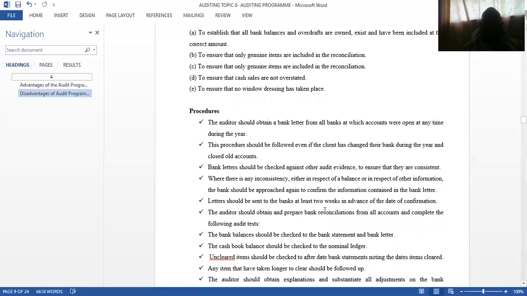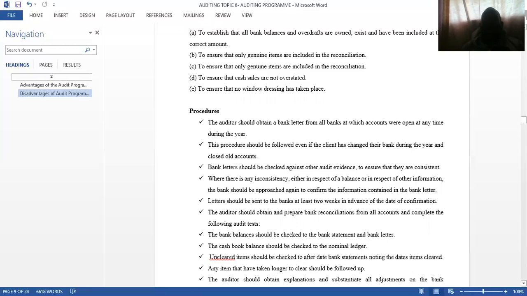Data should be sent to the banks at least 2 weeks in advance of the date of confirmation, so that we don't ambush the bank. The auditor should obtain the proper bank reconciliation from all accounts and complete the following audit tests. The bank balances should be checked to the bank statement and bank letter. The cash book balance should be checked to the nominal ledger, and cleared items should be checked to after-date bank statements, noting the dates items cleared and such kind of thing.